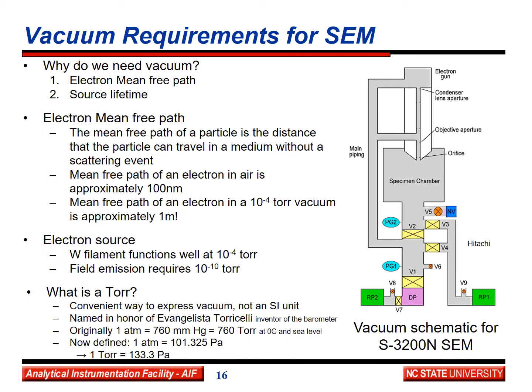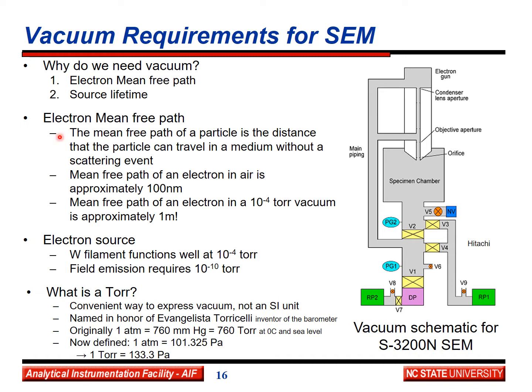We've mentioned already that we need a vacuum chamber to house the samples in an SEM. So why do we need a vacuum? The primary reason that we need a vacuum is to increase the mean free path of the electron, and the secondary reason is to increase the lifetime of the source, or to even make the source possible.